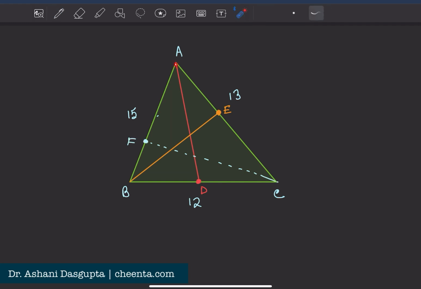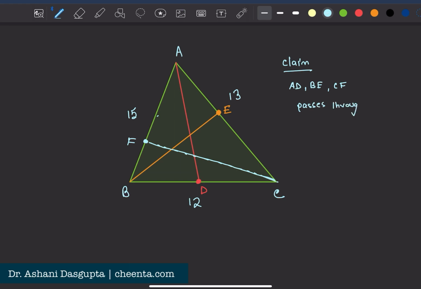So in this picture, AD, BE and CF do not pass through the same point, but the question says that we have to show that they do pass through the same point. So the claim is AD, BE, CF pass through the same point. So how can we prove this fact?